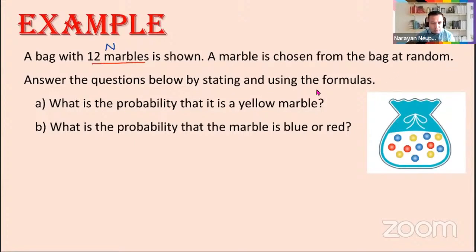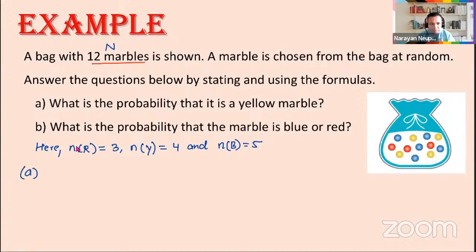We have to answer the following questions by stating the formula. We have to find the probabilities there. But first things first, let's look at the different colored marbles. The number of red marbles is 3. Yellow marbles, you can count, you have 4. And the number of blue marbles is equal to 5. Make sure you add these and verify whether it's 12 or not. 3 plus 4 is 7, plus 5 is 12. That's correct, so we have 12 marbles there. Now let's try to answer the first part, part A.